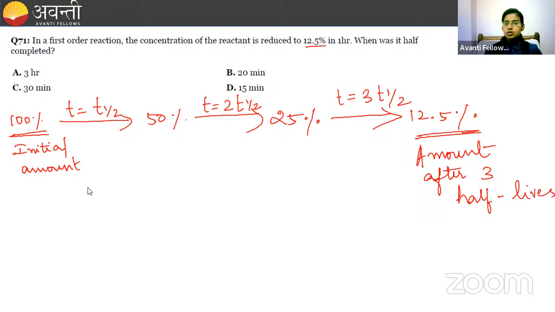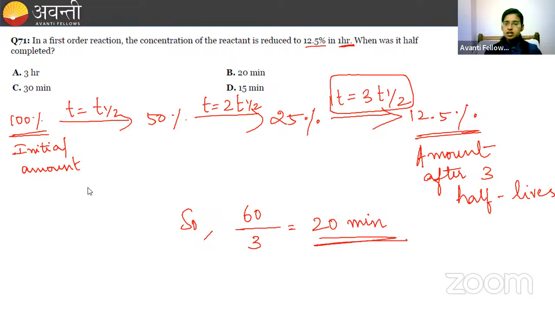So the concentration of the reactant is reduced to 12.5 in 1 hour. 1 hour means it is 60 minutes. And after 3 half-lives only, we are getting this amount. So I need to divide this by 3. So T half is equal to T by 3. T is 60 divided by 3, I'm applying this formula to find out the value of T half. So it will be 20 minutes. Got it? So this is the value of T and we are calculating the T half here. All right, so very easy. So the answer is option B.